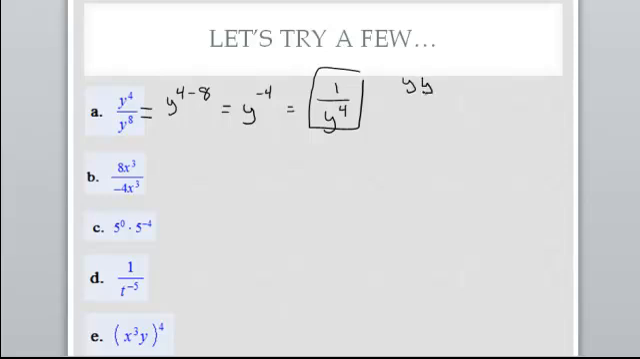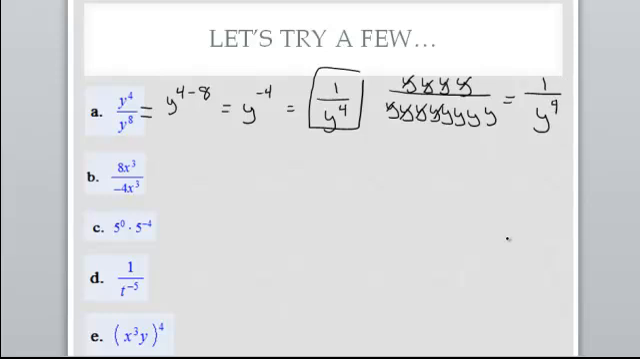Okay, so if you wanted to write this out the long way, it would look something like this. You have 4 y's over 8 y's. And you just reduce it. Y over y is 1. And you're left with 1 on the top, or in the numerator, and 4 of them in the denominator. Okay, so let's try B.